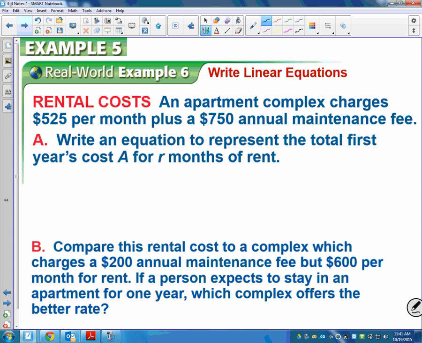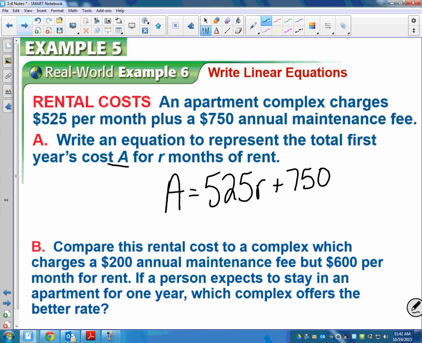It's the cost, right? So instead of saying Y equals, we could say A equals, and X is normally the independent variable, or the months of rent. So say that again, Garrett. What was your equation? Well, it was y equals 525x plus 750. Now it's A equals 525r plus 750, right? You can't change your mind. You're too far into this.